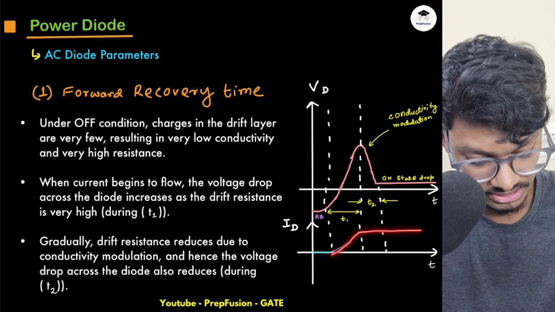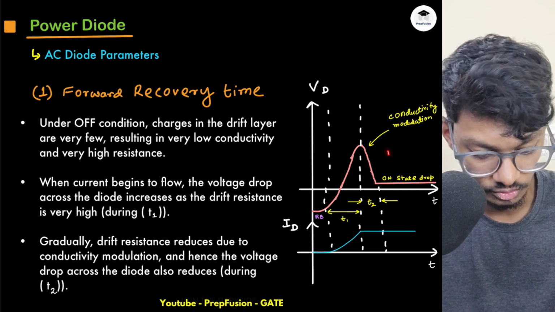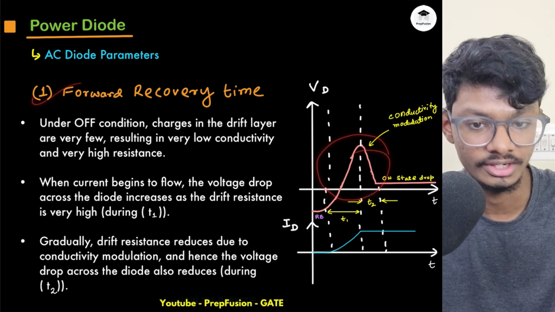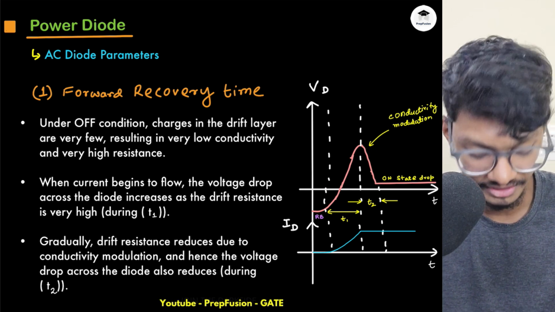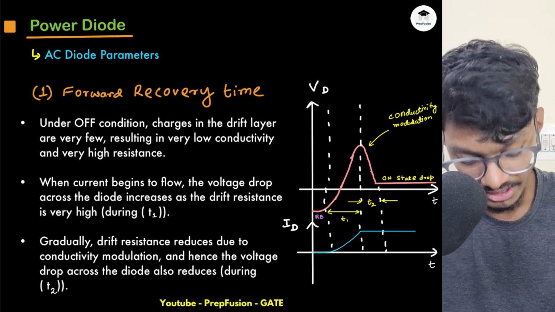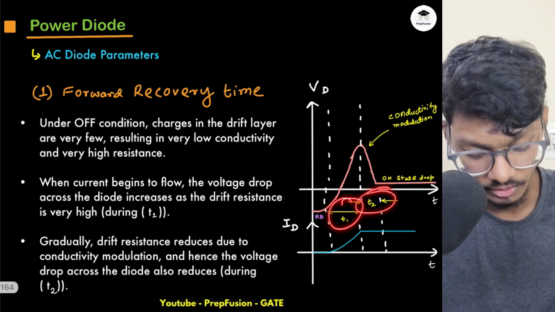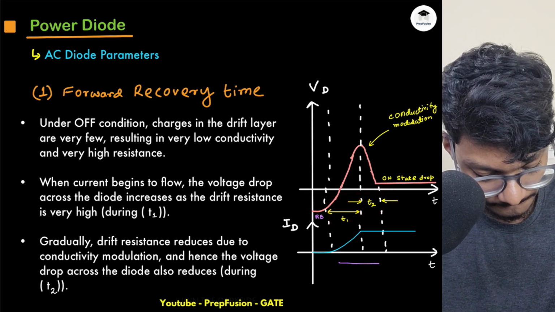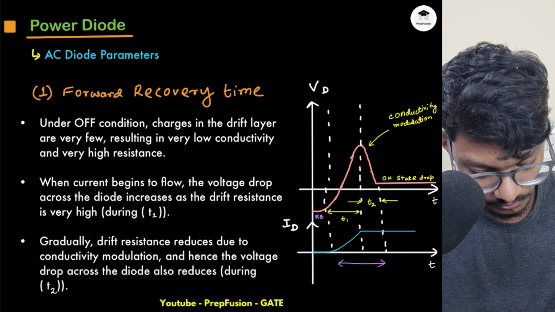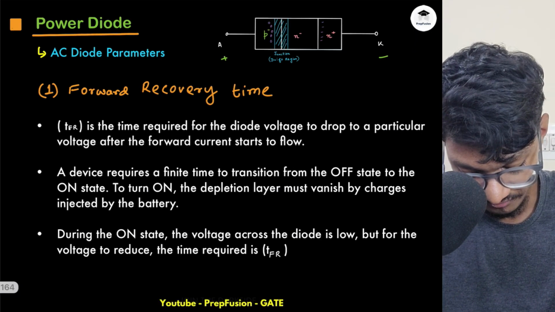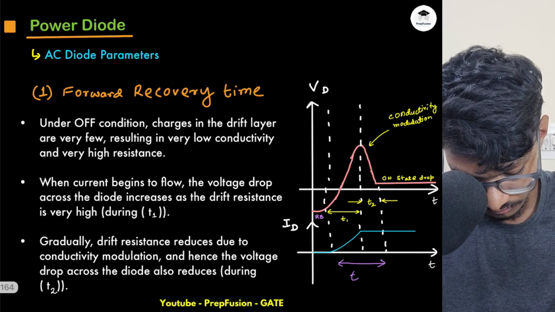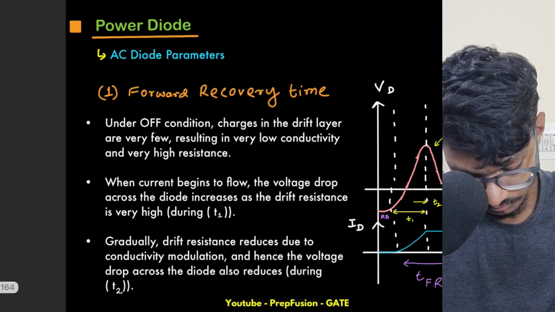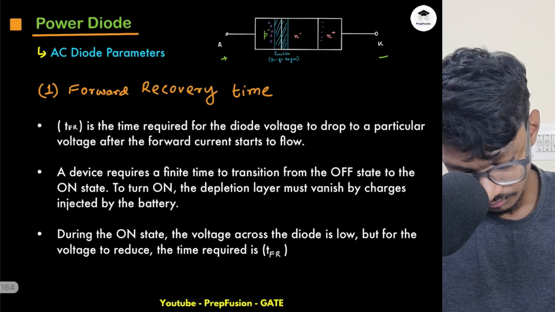So in this time, right, the current reaches steady state totally. So this requires some time, and this is known as the forward recovery time. I hope you understood what is forward recovery time. Forward recovery time is basically equal to T1 plus T2, right? This whole thing is the forward recovery time. For it to totally forward bias, right? TFR. This will be TFR.